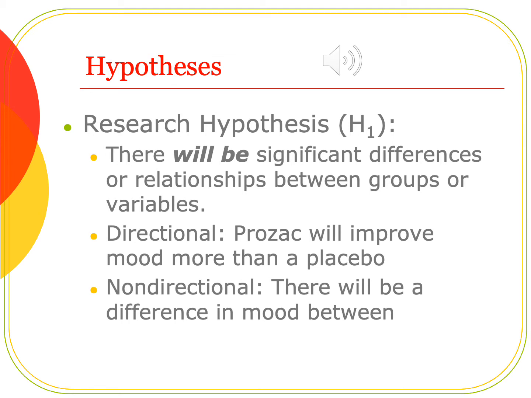One is directional, so that you're going to say which one will be more, will be better, will be whatever. So directional: Prozac will improve mood more than a placebo pill. And you can also have a non-directional research hypothesis in which you state that one of them will be better than the other, but you don't know yet which one it will be. So there will be a difference between the mood in people who take Prozac versus people who take a placebo, but you're not identifying the direction.